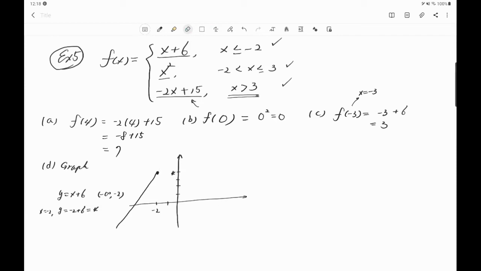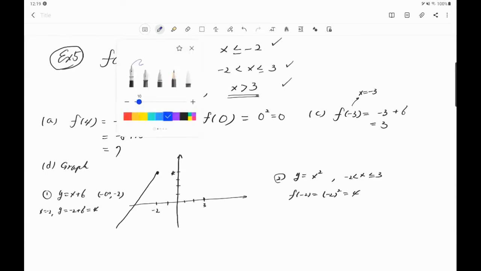And then if x is between negative 2 and 3, between these two x values, then we will use x squared. So we will use y equals x squared. This is the first interval, and the second expression is y equals x squared if x is between negative 2 and 3. So if x is negative 2, then the y value is 4.